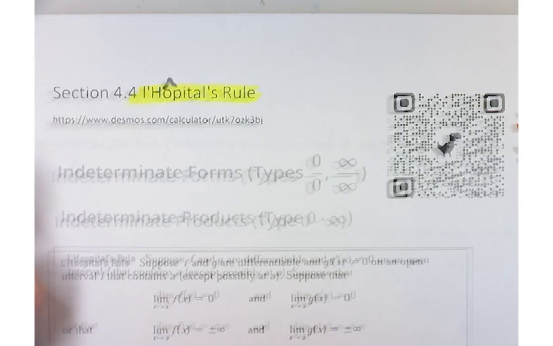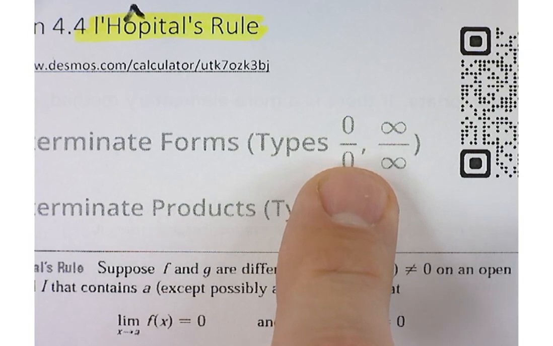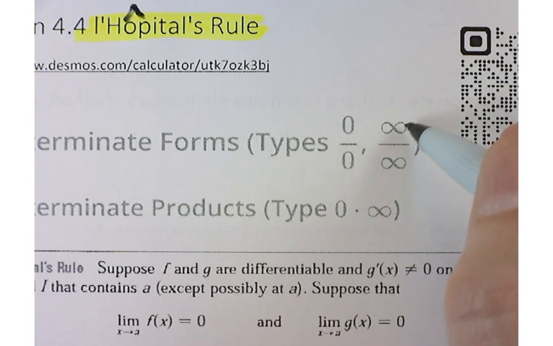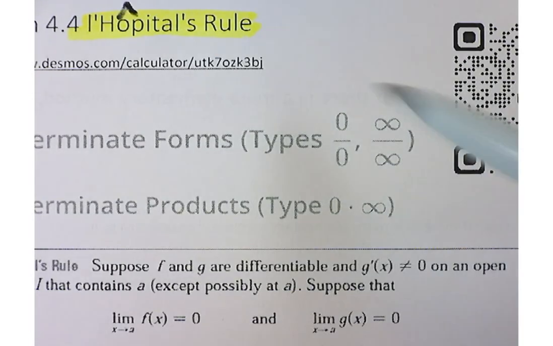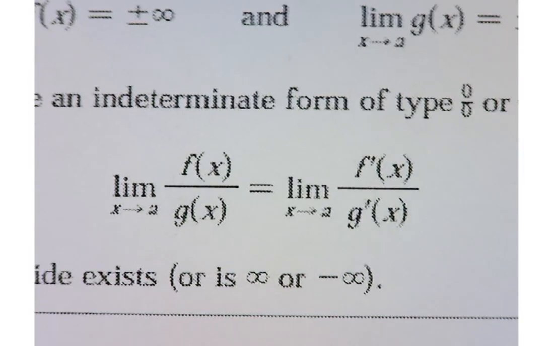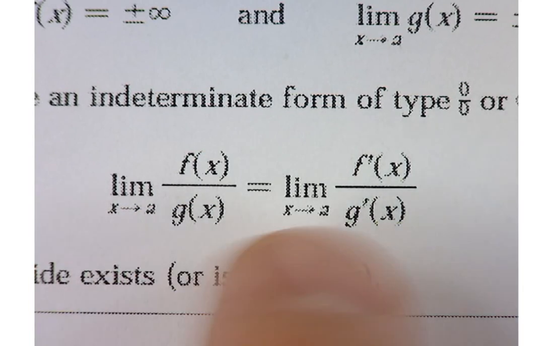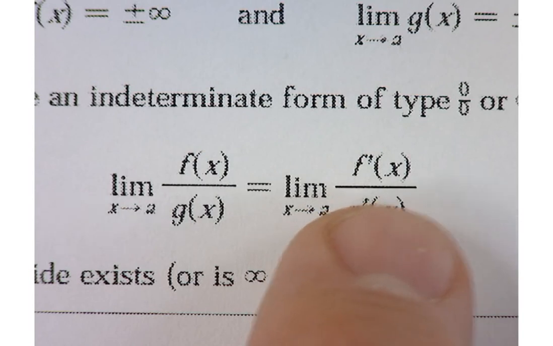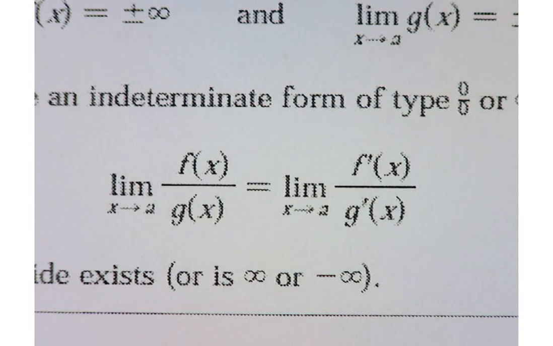L'Hopital's rule says that if you have differentiable functions, and if your limit ends up being one of these forms, and the plus or minus doesn't matter, so it could be plus infinity or minus infinity, then the limit as x approaches your value of f of x over g of x is going to be the same limit as if you took the derivative of the numerator and the derivative of the denominator. And a lot of times that can make a world of difference.